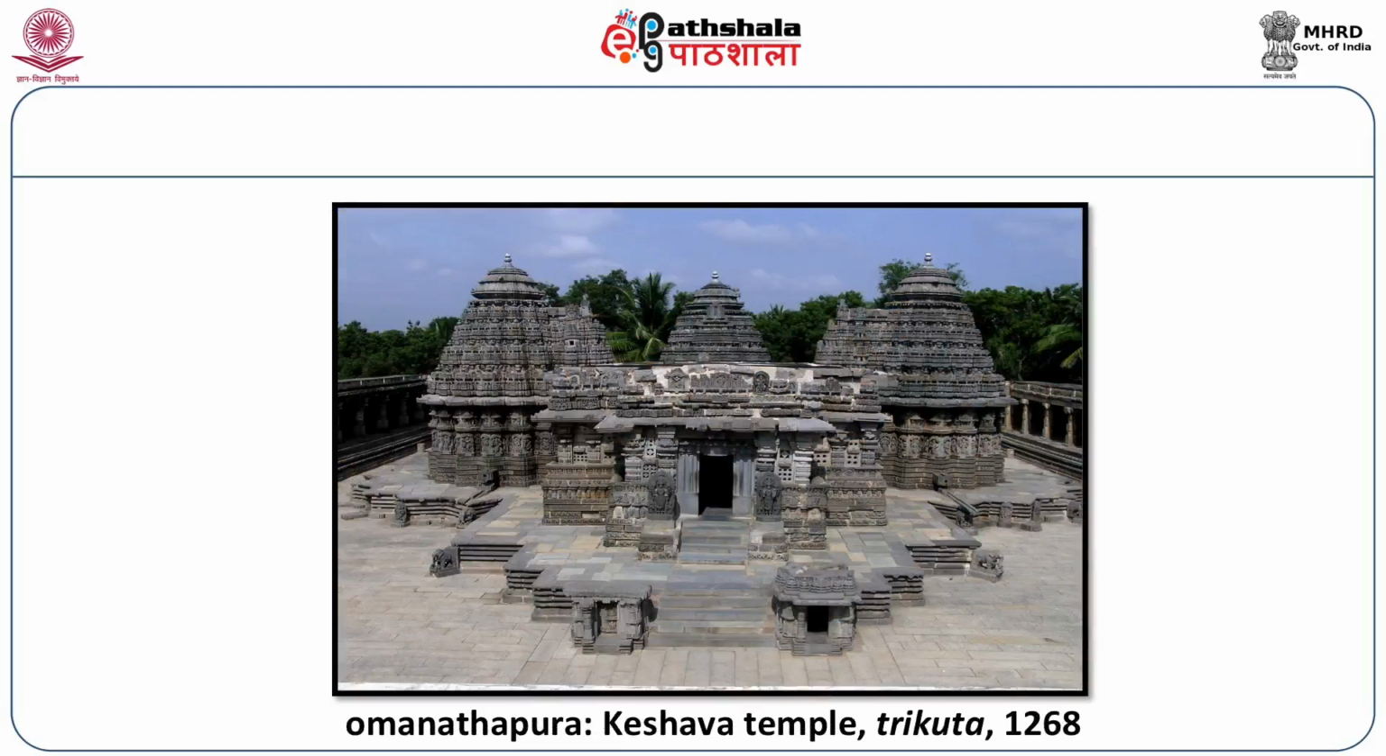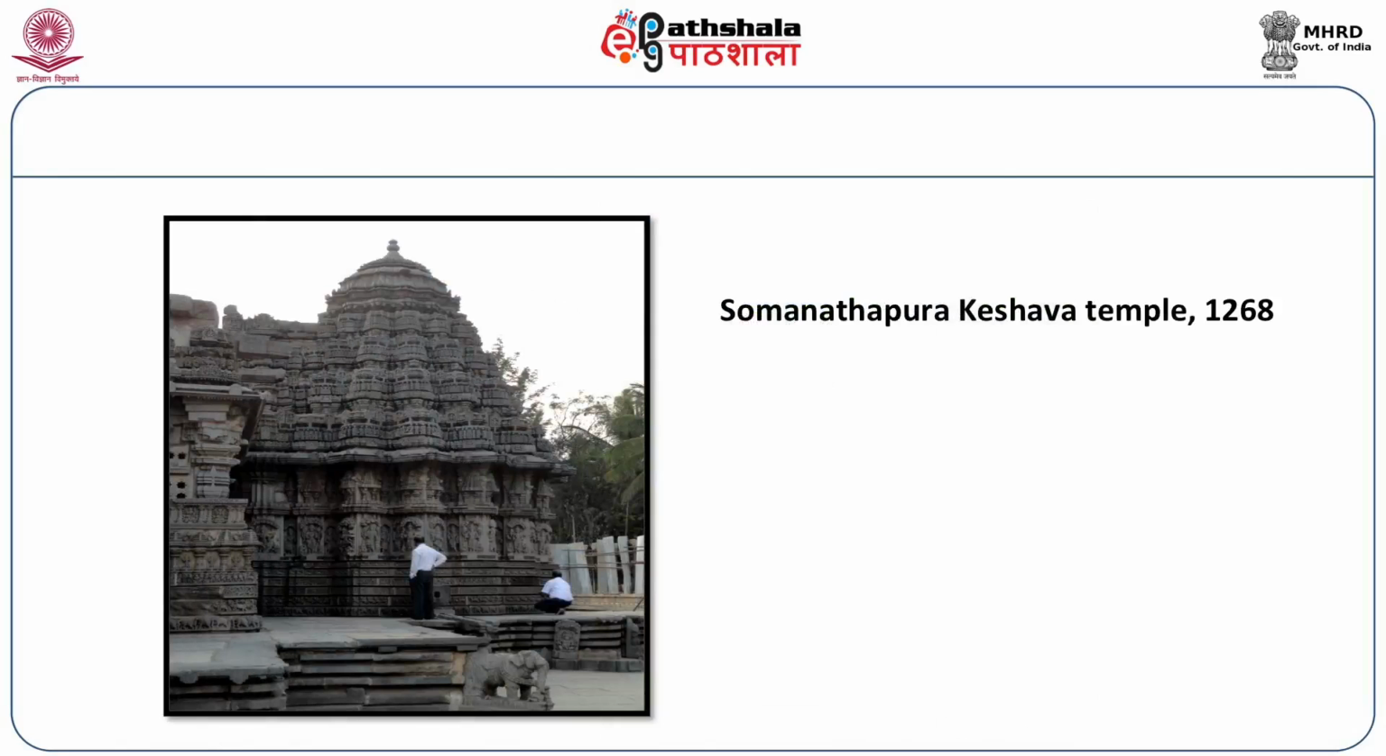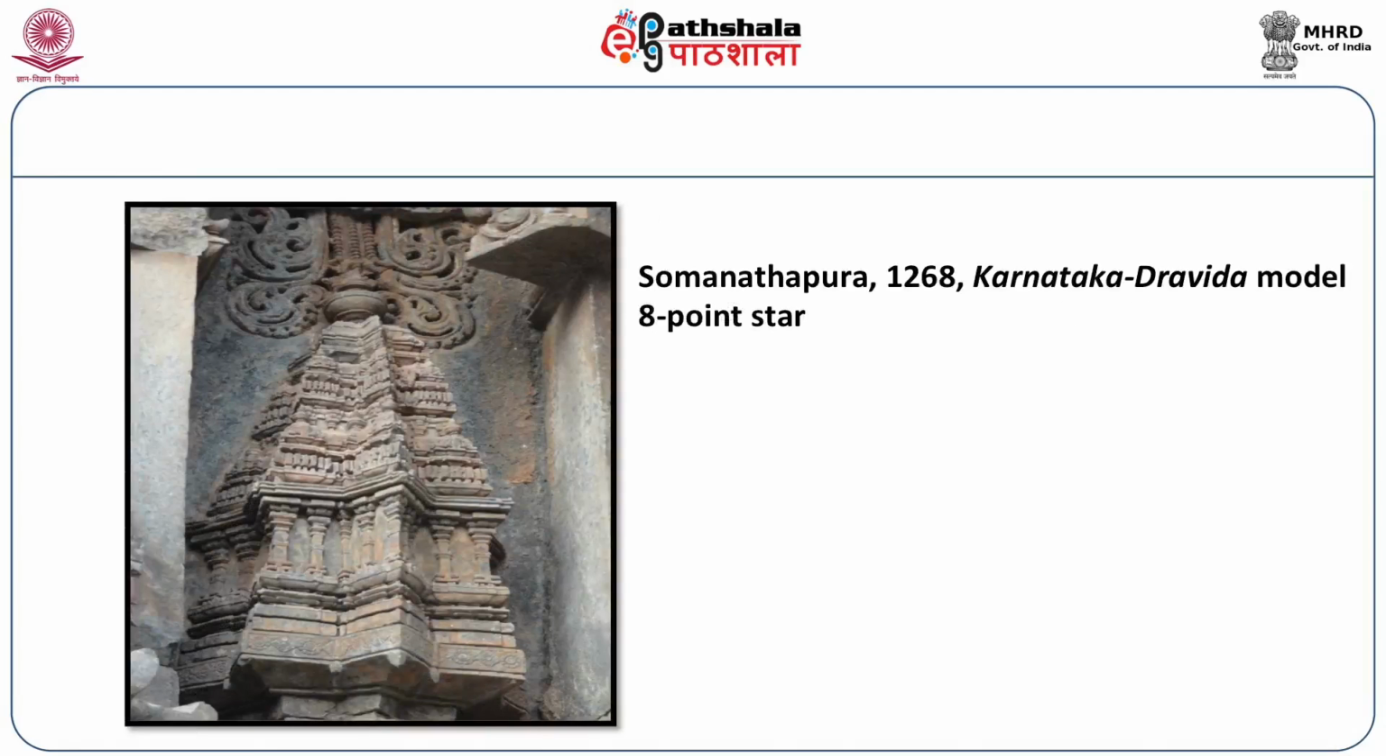Some of the more common temples of the Hoysalas are built on a Trikuta plan. They have three sanctums arranged around a common hall. In this case, the Keshava temple at Somnathpura is shown. It was built in 1268 AD. The temple is actually having Dravida details, but each of the sanctums is stellate planned. This shows one of the stellate planned sanctums of the Somnathpura Keshava temple.